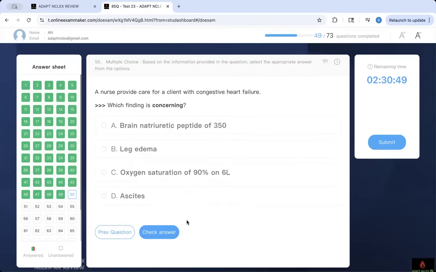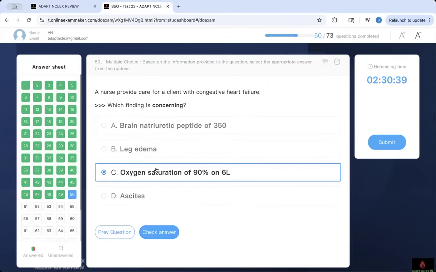Are they having complication from CHF? It's okay to have CHF, but if you have complication, that's the answer choice I pick. You pick your answer? I can tell you this is the right answer. Why? 90% on 6 liters, not even 2 liters. On 6 liters, you should be like over 100%. But you stay on 90%. That means they're having respiratory issue.